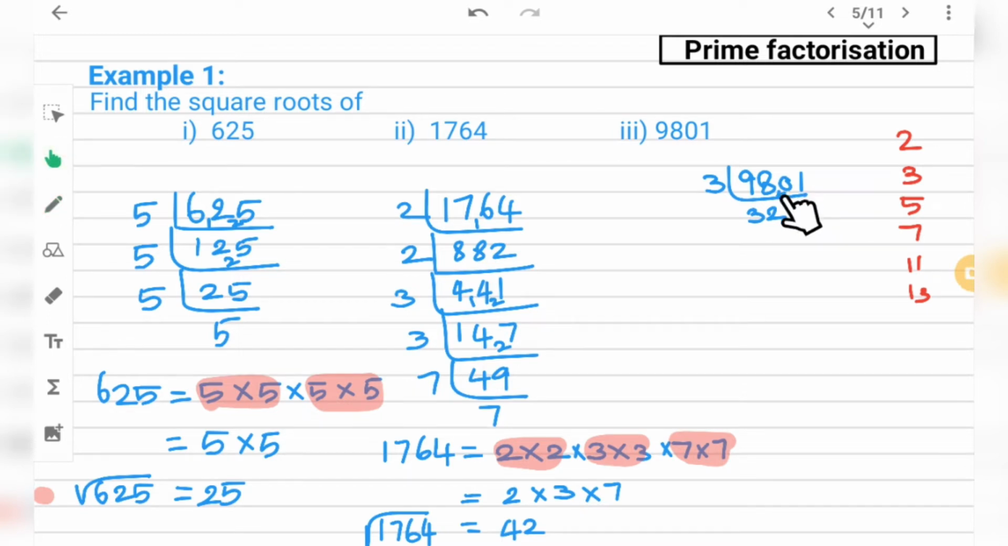Yeah. 20. In 20, how many 3's are there? 6. 6 3's are 18. And balance is 2. So, 21. Therefore, 7 times. Right? Now, shall I divide it again by 3?